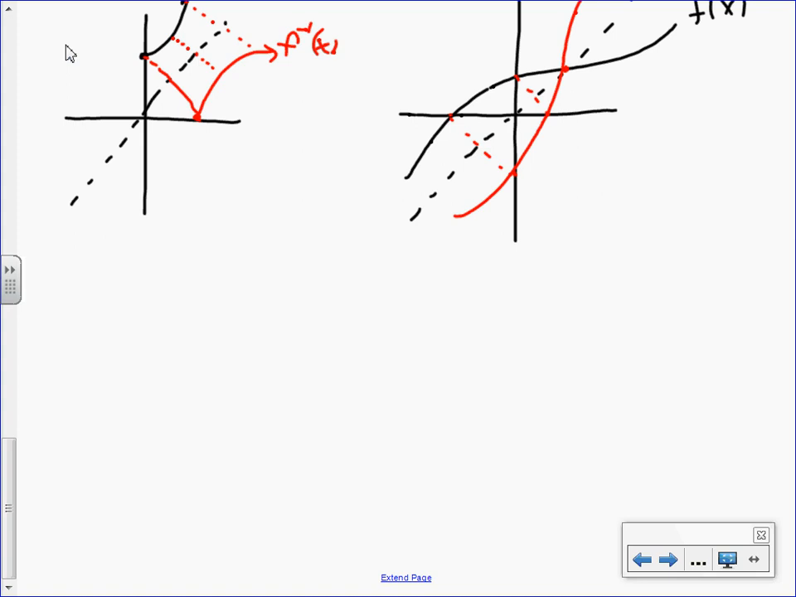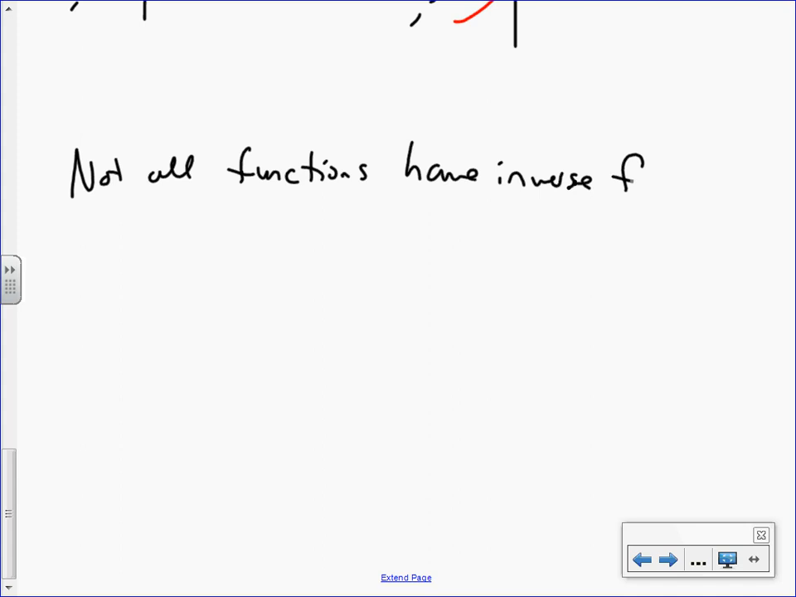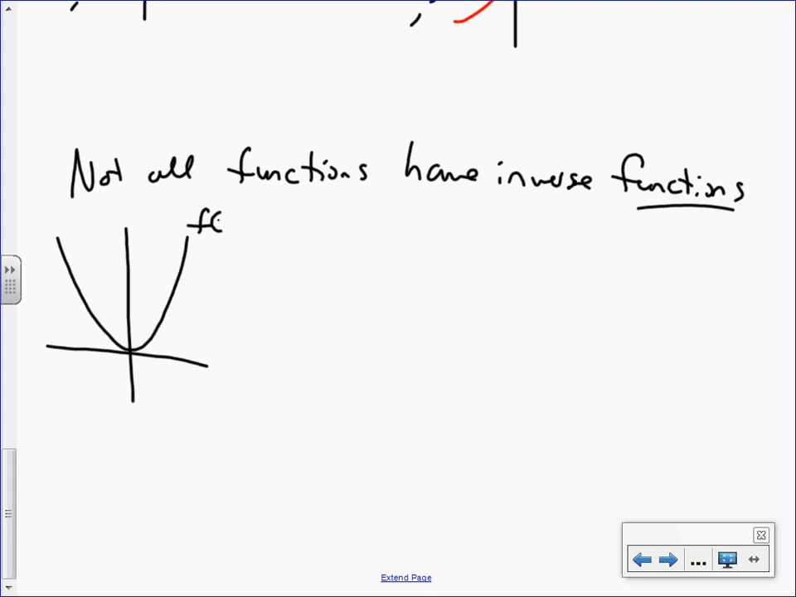Now, a reminder that not all functions have inverse functions. So this is not a question of not having an inverse, it's a question of its inverse not being a function. And there's a super simple example, and that is this nice little easy f of x equals x squared.